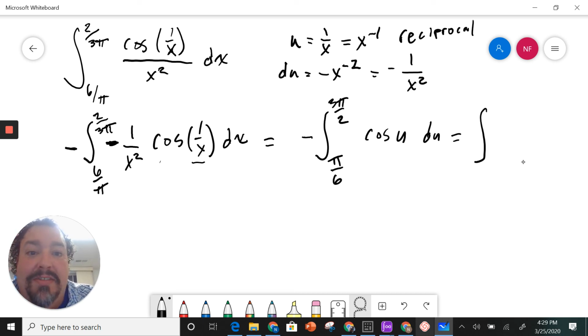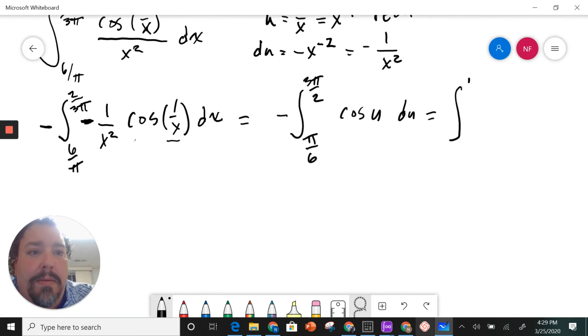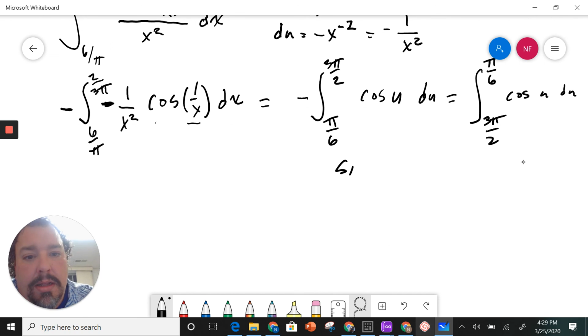Now remember, we got this negative on the outside. If you want to get rid of that, you just have to switch the bounds. So pi over 6 can now go on the top, and 3 pi over 2 can go on the bottom. Get rid of the negative. We have cosine of u du. And what is the integral of cosine u du? It's going to be sine of u. The upper bound is, again, pi over 6, and the lower bound is 3 pi over 2.